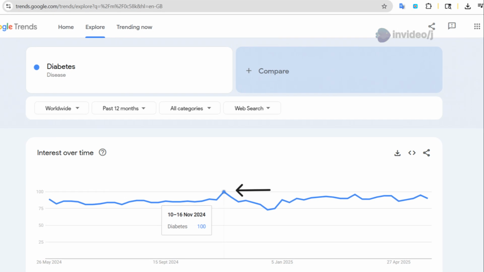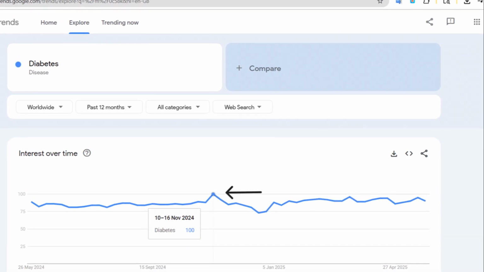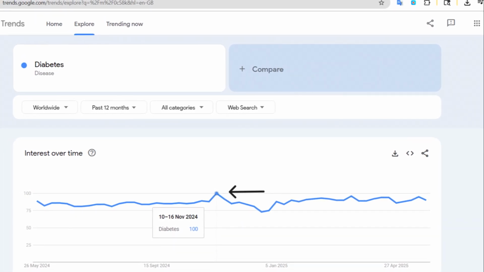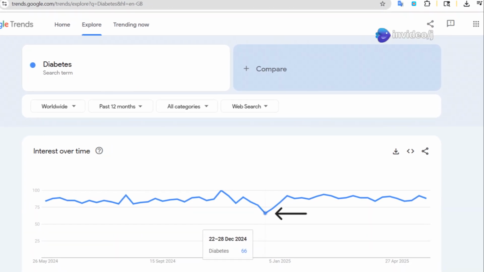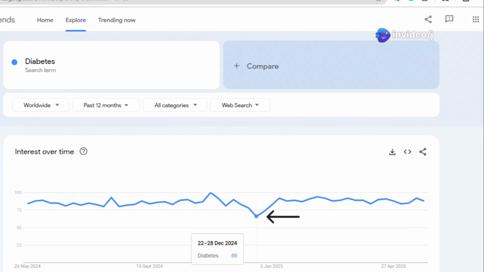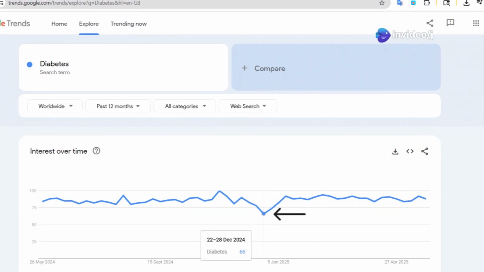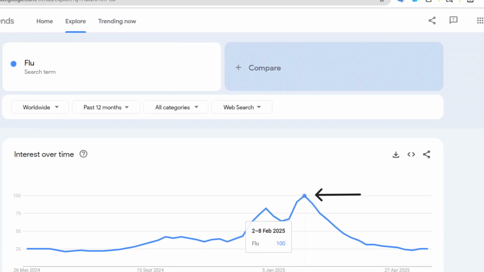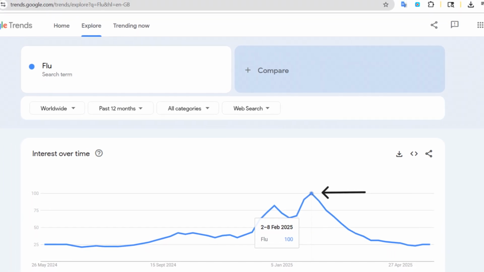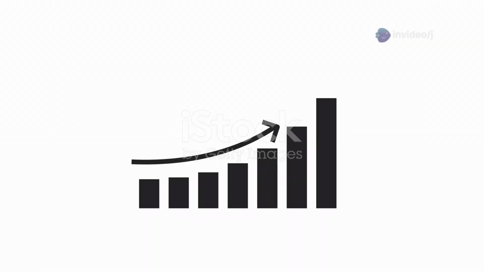For instance, if you see a spike in November, that could be due to Diabetes Awareness Month or news about a new diabetes medication. If there's a dip in the graph, maybe it's a time when fewer people were searching. For example, during holidays, people might search less about health topics. Seasonal variation, like flu searches peaking in winter, shows periodic interest. The key is to observe the trend.